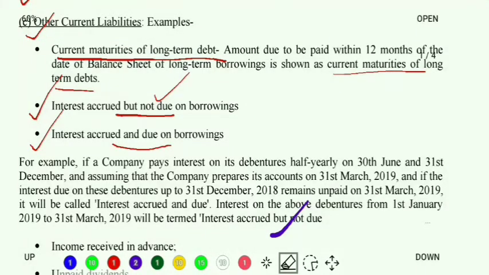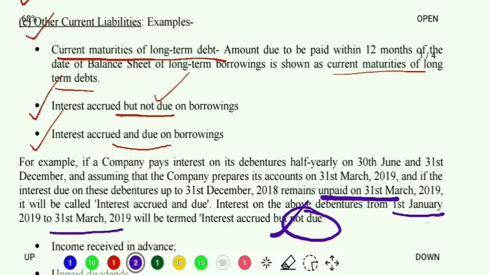Okay, so on 31st December my interest is becoming accrued. From the next day, that is from 1st January till 31st March, I have the time to pay, and that is interest accrued but it is not due, right? But the problem will arise when? The problem will arise when even on 31st March 2019, the interest remains unpaid. Then the concept of interest accrued and due on borrowings will come.